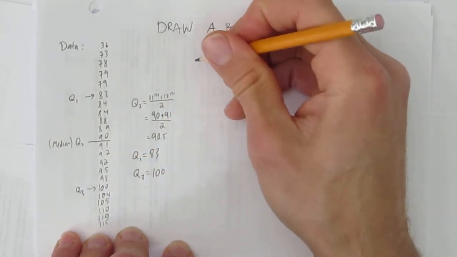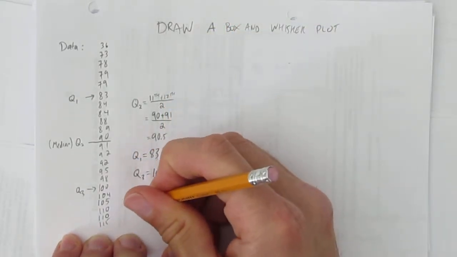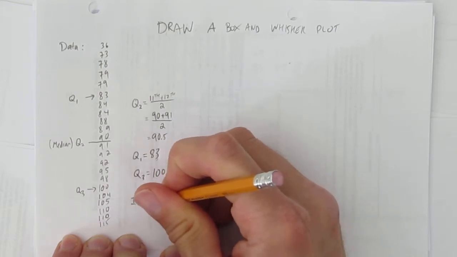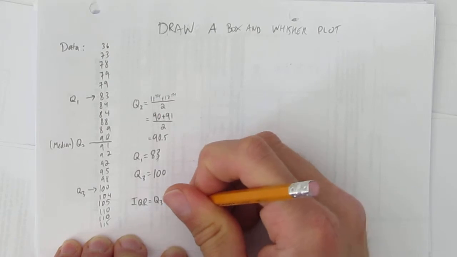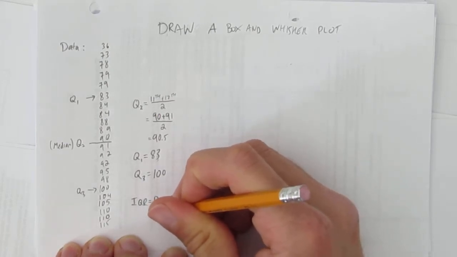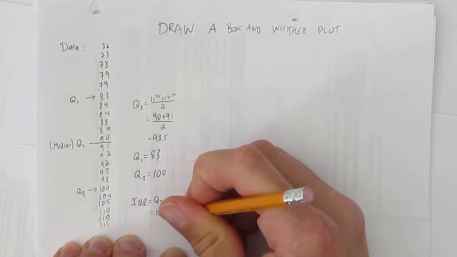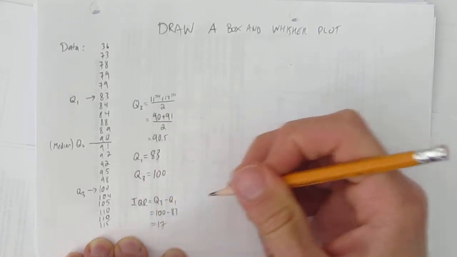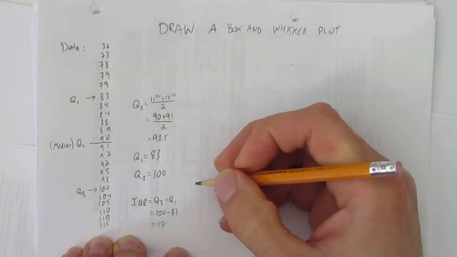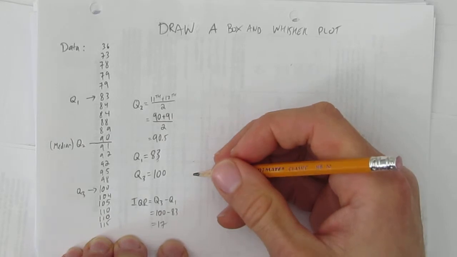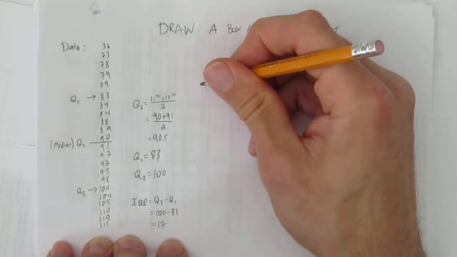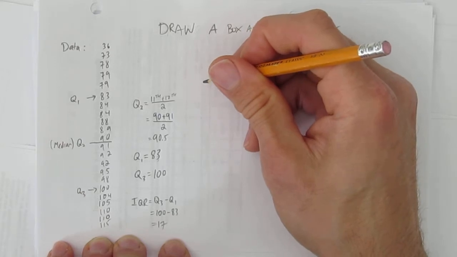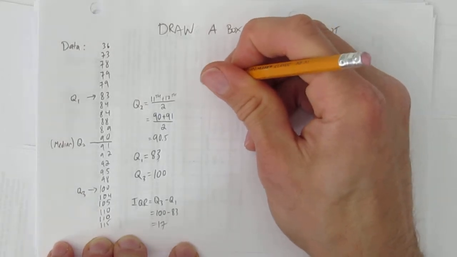The next thing I want to do is find the interquartile range. You calculate the interquartile range just by taking Q3 minus Q1. In this case, what's 100 minus 83? The answer is 17. Why do that? Because we want to figure out what the max and min are. I guess we'll start with the min.